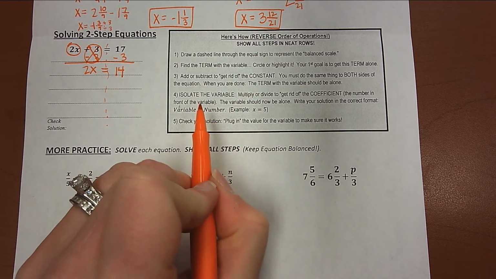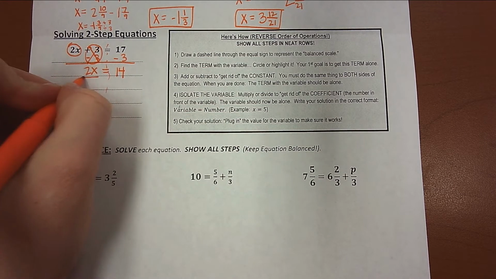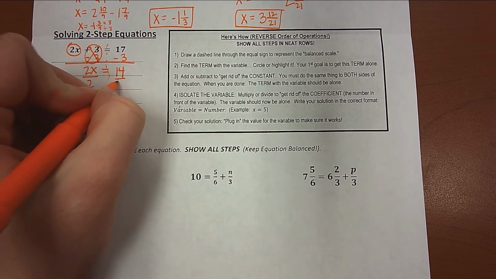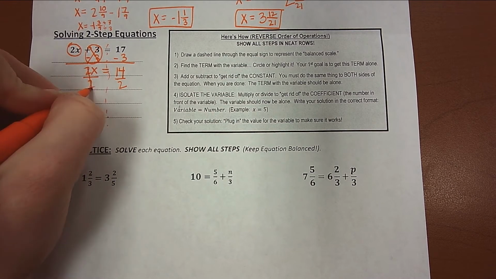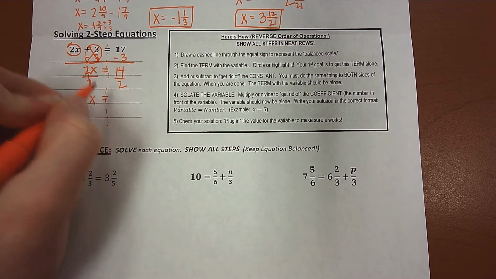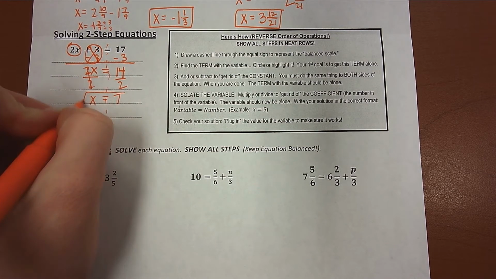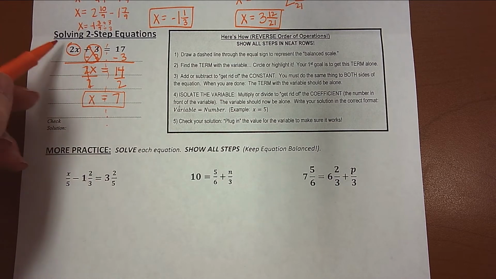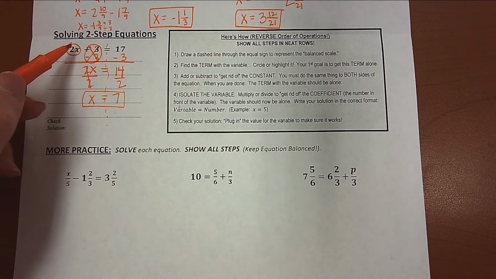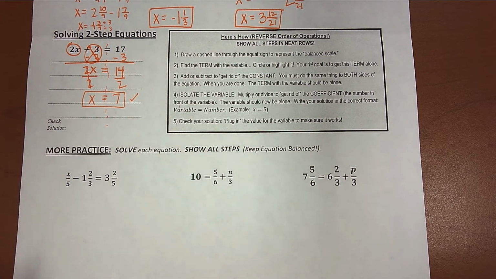Then I have to isolate the variable, so I have to do the inverse of multiplying by 2. So the inverse of multiplying by 2 is dividing by 2, and if I do it to one side, then I have to do it to the other. So I've got on this side x equals 14 divided by 2 is 7, so x equals 7 is my final answer here. And if I want to check my solution, I can plug that back in. 2 times 7 is 14, plus 3 is 17, so my answer checks and makes sense.